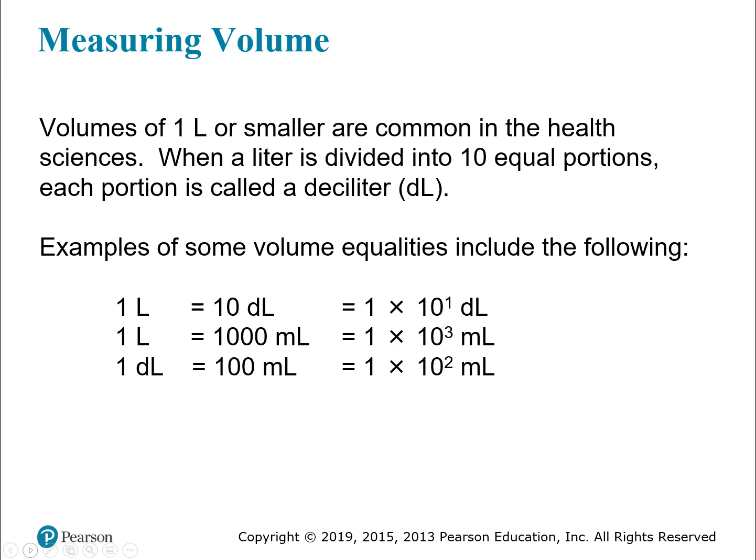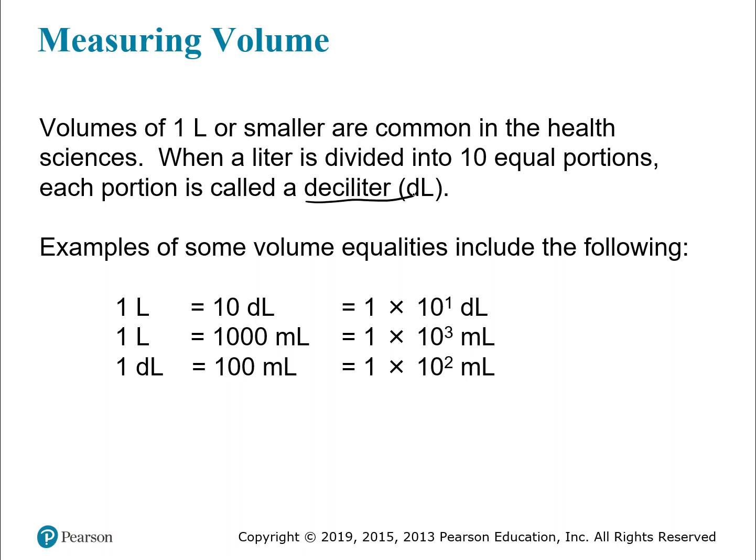When you're dealing with health sciences, oftentimes you're dealing with small volumes. We're not dealing with liters upon liters. We're dealing with microliters oftentimes. I'm a biochemist, and in the lab, we're using pipettes, and a milliliter is a big measurement to me. When you're dividing up that liter, you can divide it into 10 equal portions, and that's called a deciliter. You'll see deciliters a lot when you're dealing with blood.